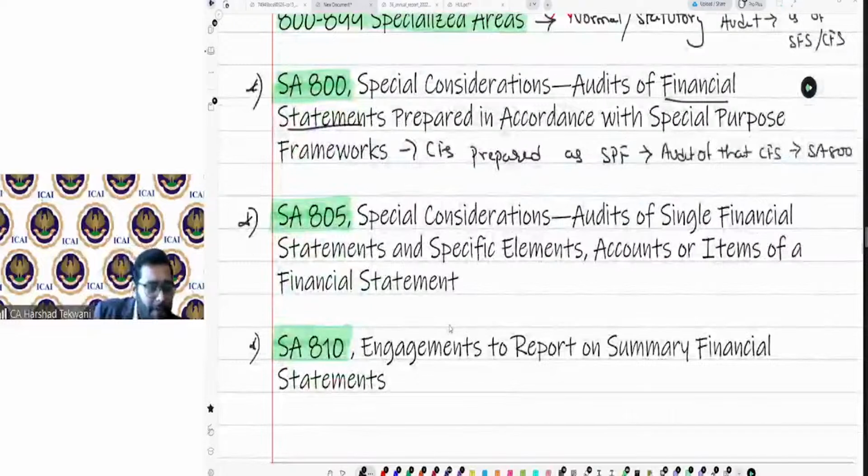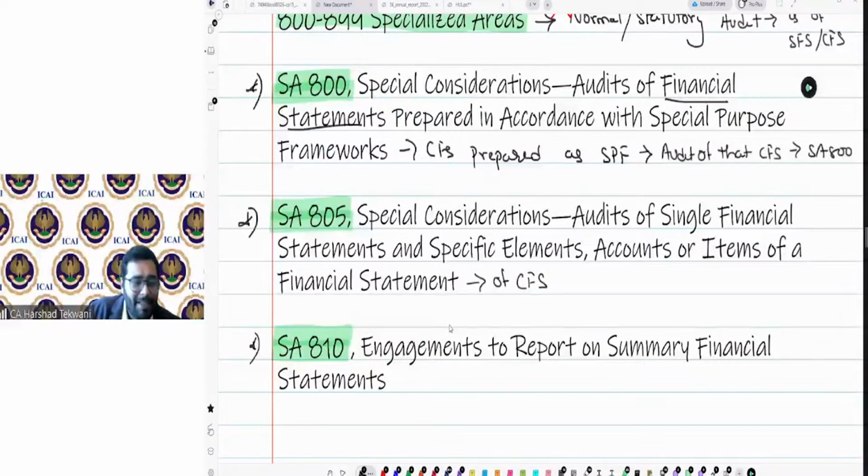Same way, if a single specific element of financial statement, it may be of a consolidated financial statement, accounts or item or whatever may be. If that specific single financial statement element is of consolidated financial statement, then audit of that element will require SA 805.